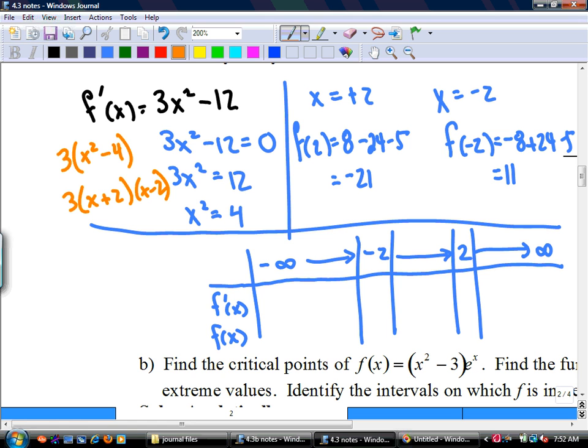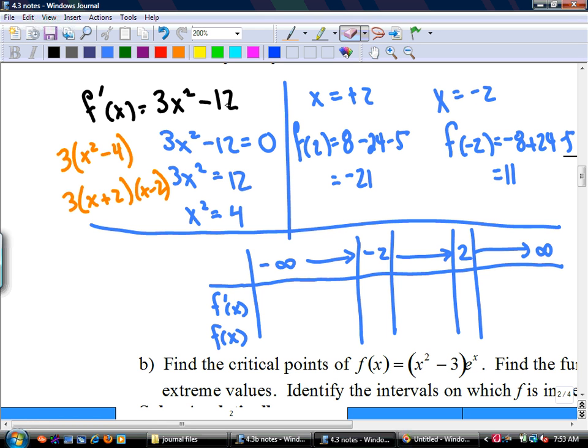Now, I know I'm a big fan of factoring, but it actually makes things easier. You're like, really? I don't believe you. I'll show you why it does. Okay, so we're going to pick a number. Pick a number between -2 and -infinity. -100. Okay, 3 times (-100 squared minus 12).